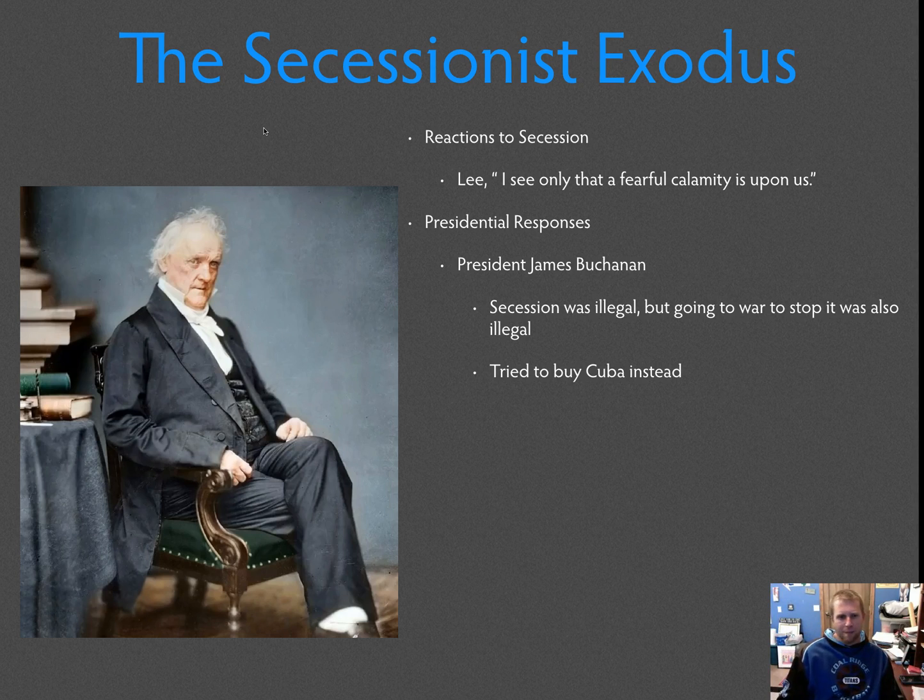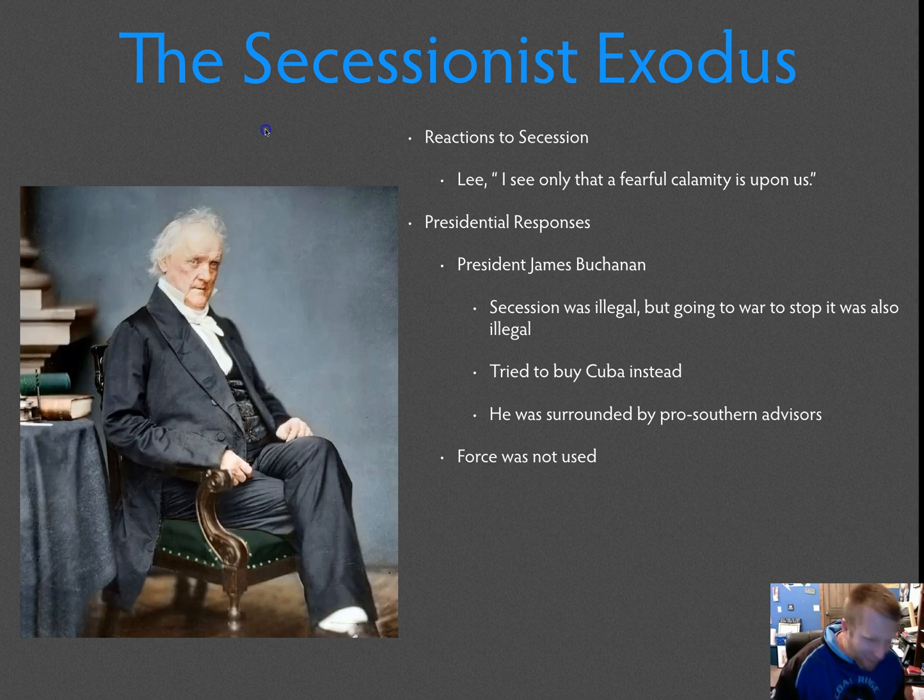No, okay. I'm just going to sit here and look like I'm drunk in this picture until Lincoln takes over. Sorry, Lincoln, it's your mess. He's surrounded by pro-Southern advisors who are giving him bad advice.